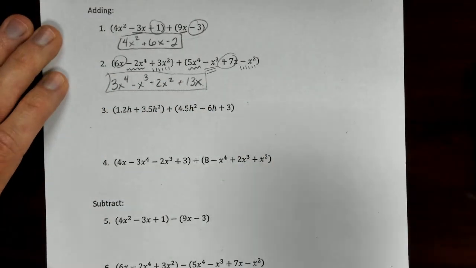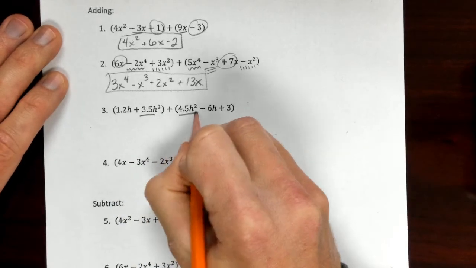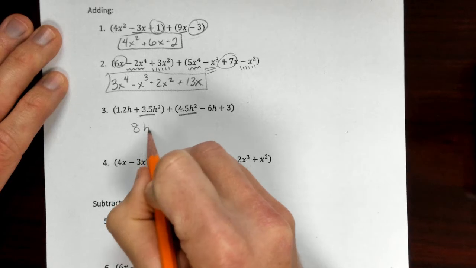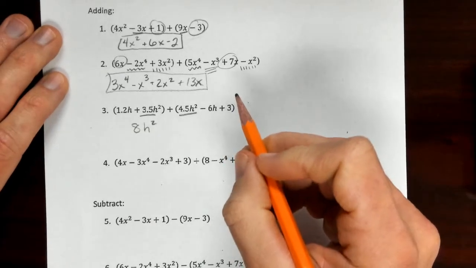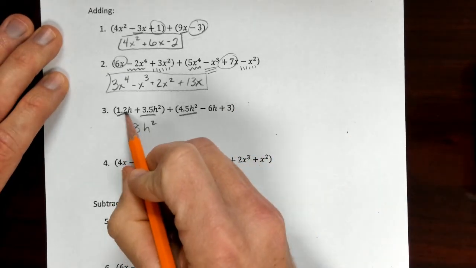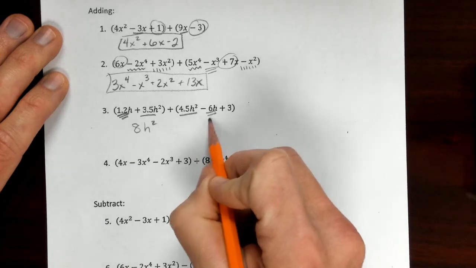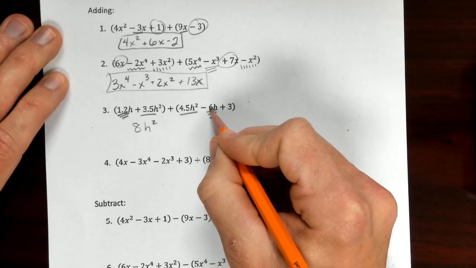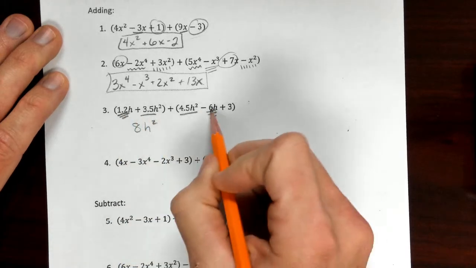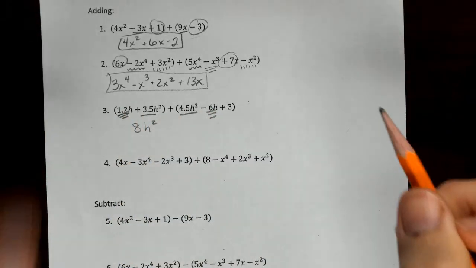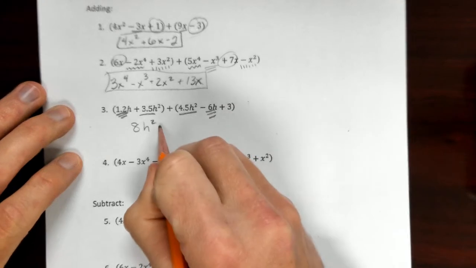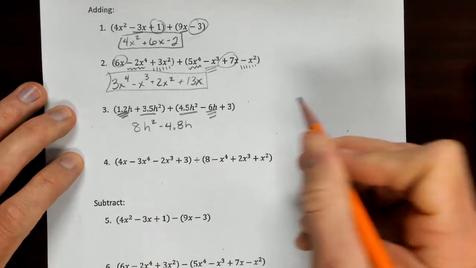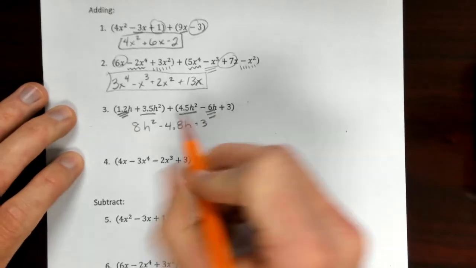Number 3, looking at h squareds. We add those together. We get 8h squared. Now we're going to h to the 1st power, which is the last one right there. We've got a negative 6, and we're going to add 1.2 to it. So we get a negative 4.8h. And then we've got a plus 3 here.